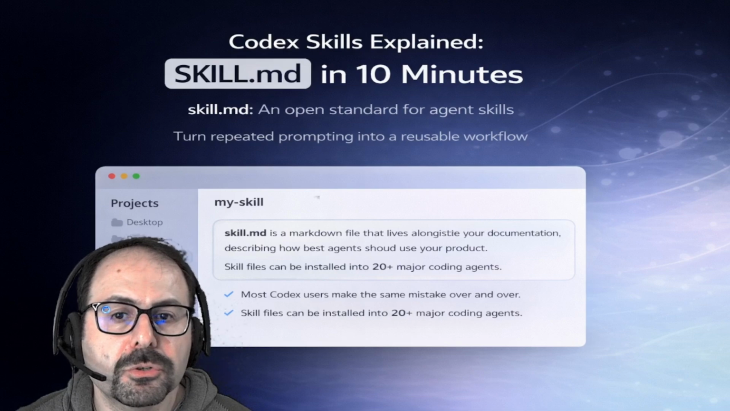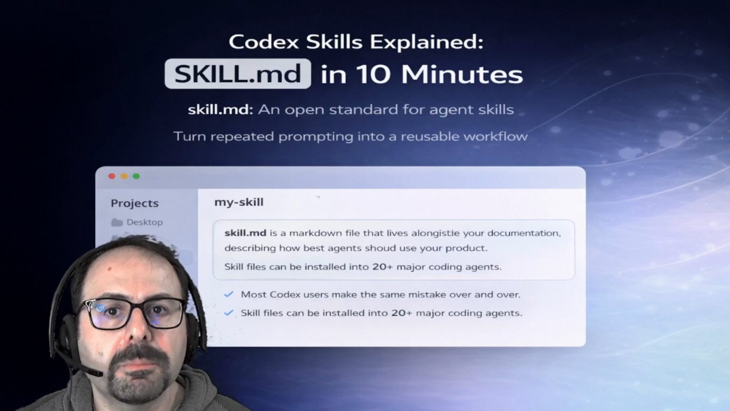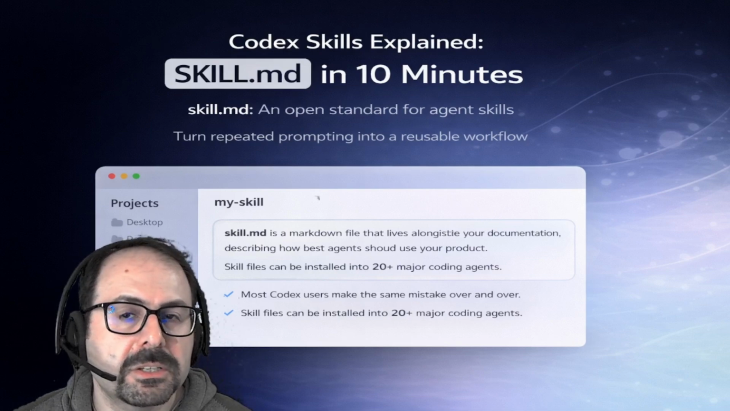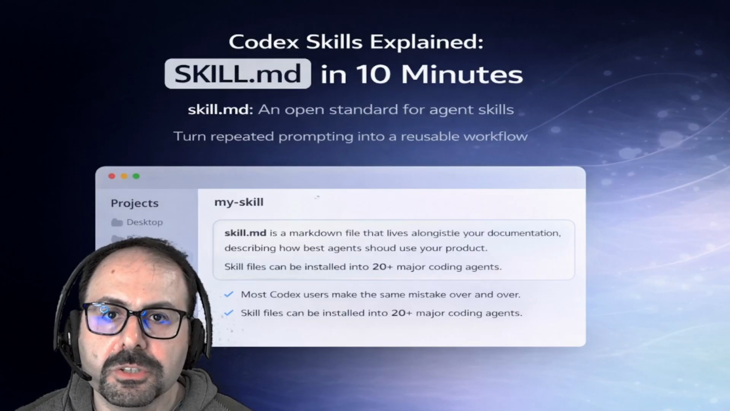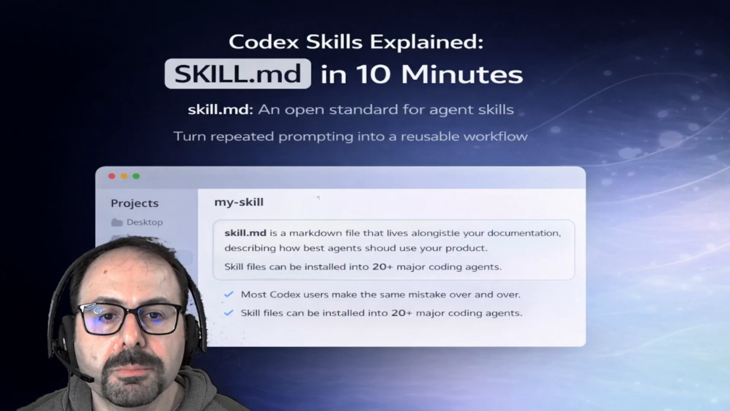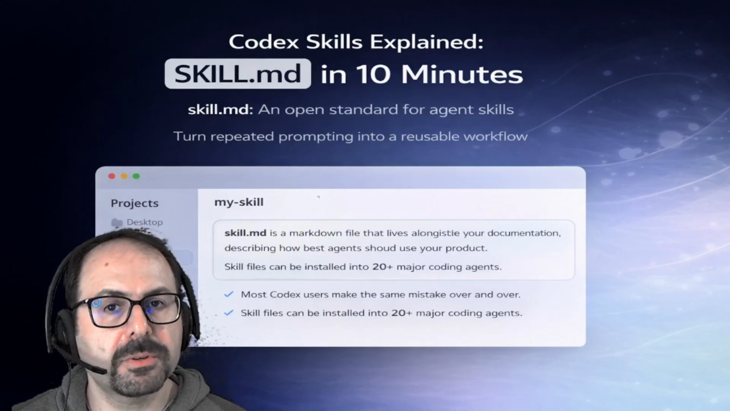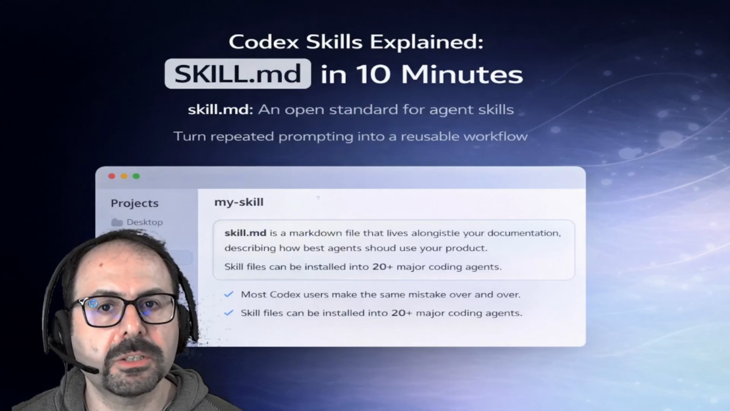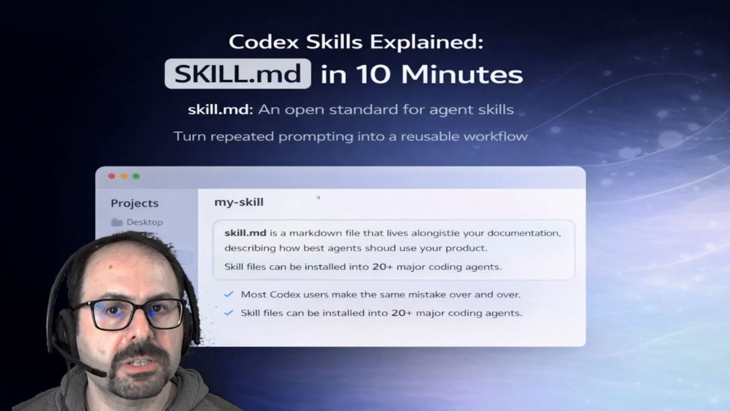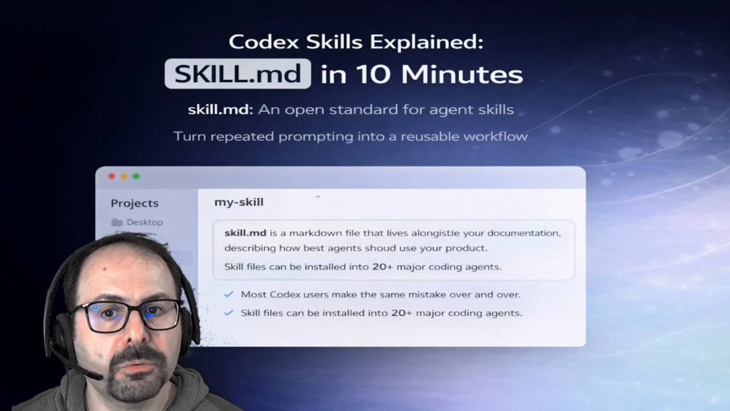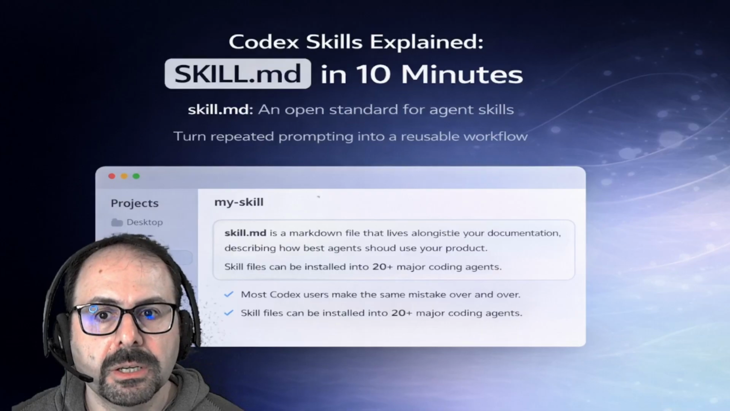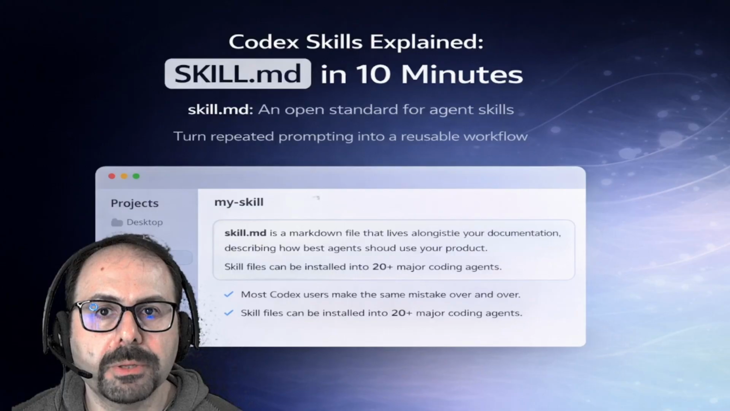The file is usually called SKILL.md with capital letters. It lives inside the skill folder, and when it's structured properly, it turns messy repeated prompting into a reusable system. So in the next few minutes, I'll show you what a skill actually is, what goes inside skill.md, how the folder should be organized, and how to build one with real examples you can actually copy.